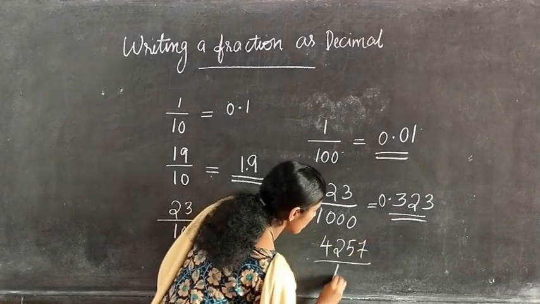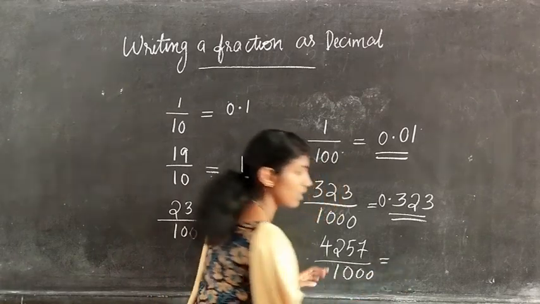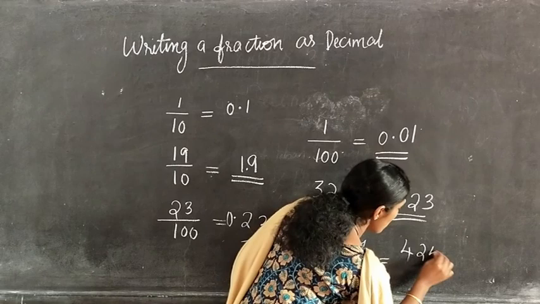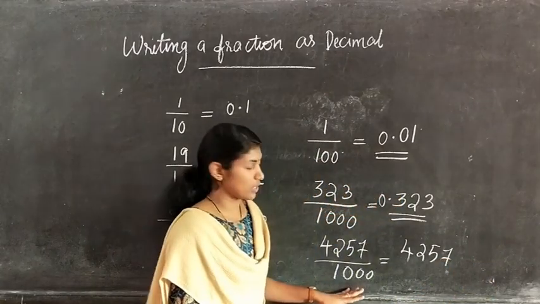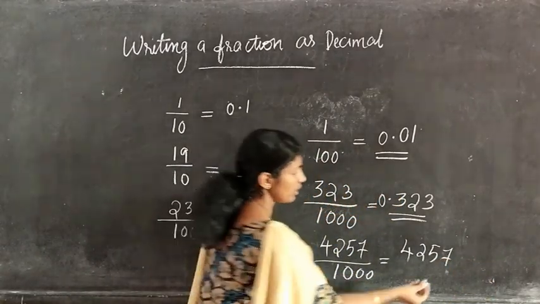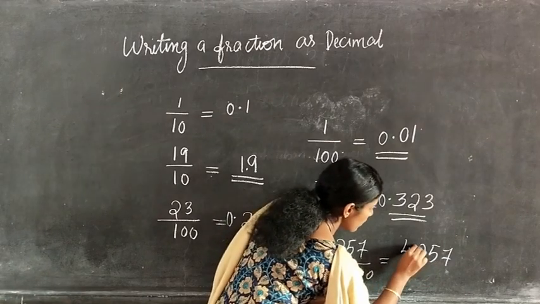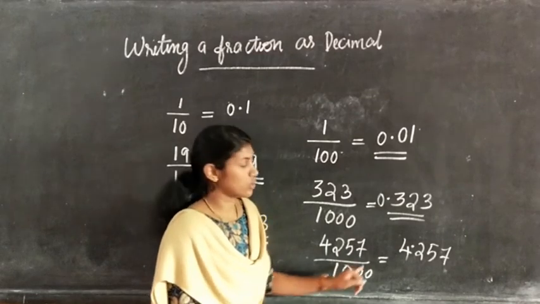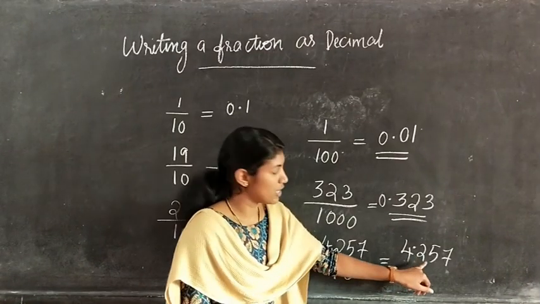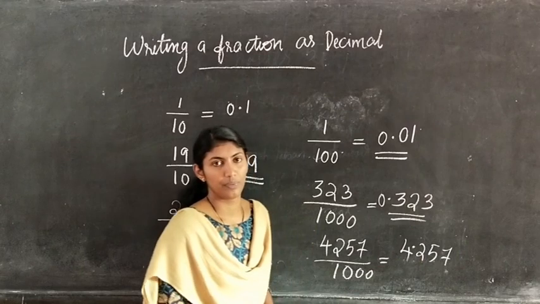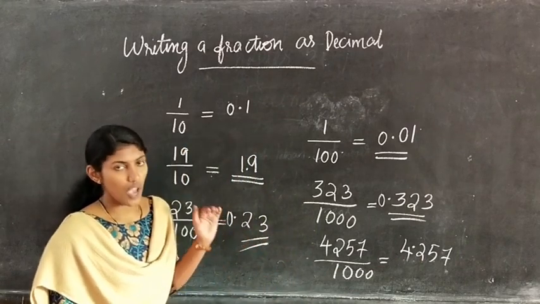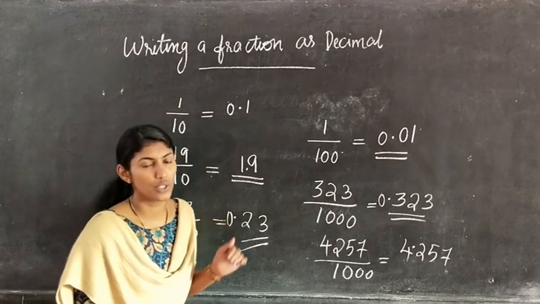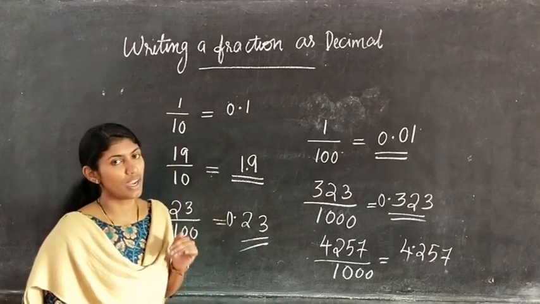Then one more, 4257 by 1000. Here first we have to write the numerator, that is 4257. Then count the number of zeros. Here 1, 2, 3. Then from 1, 2, 3 we have to place one dot. That means 4257 by 1000 equal to 4.257. I think it is clear. We have to count the number of zeros in the denominator. Then we have to count that many digits to the right of the numerator and put the decimal.